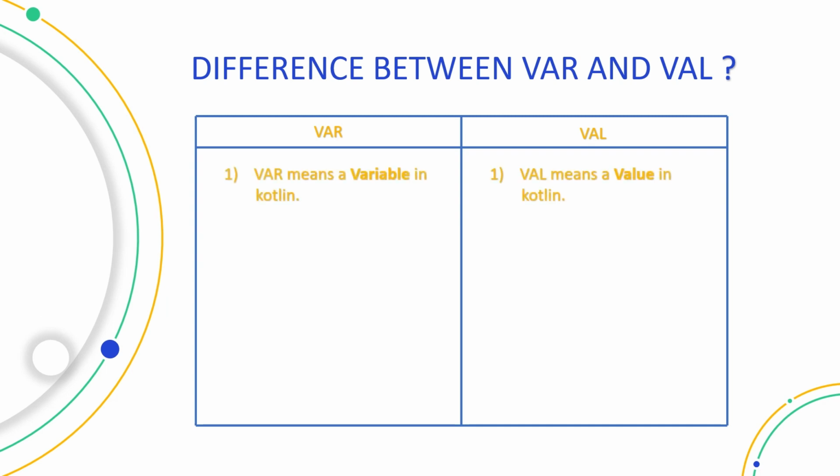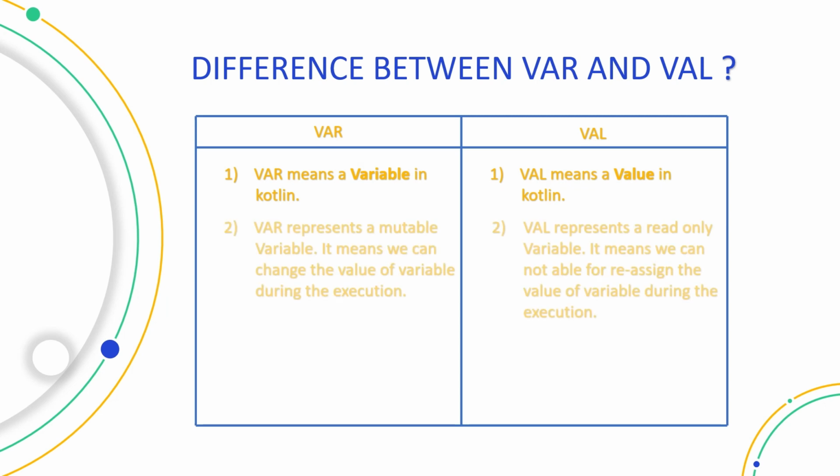First point is that var means a variable and val means a value. Second point is that var represents a mutable variable. It means we can change the value of variable during the execution. Where val represents a read-only variable. It means we cannot reassign the value of variable during the execution.